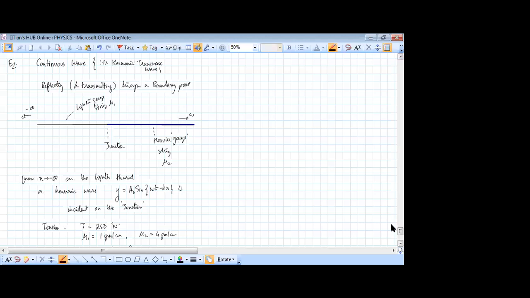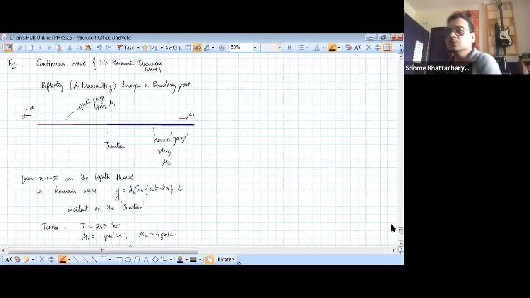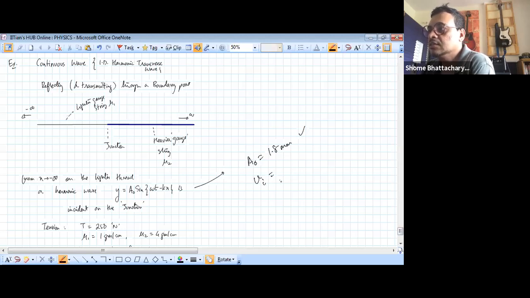Okay, so let's understand this step by step. First of all, let's do whatever calculations we can at this stage. We can see that the incident wave's amplitude is 1.8 millimeters. That was given to us. Then the incident wave's velocity, v incident, is square root of T by mu1, so that is square root of 250 divided by 0.1, which is 50 meters per second. And omega, which is 2 pi f, will become 100 pi radians per second.